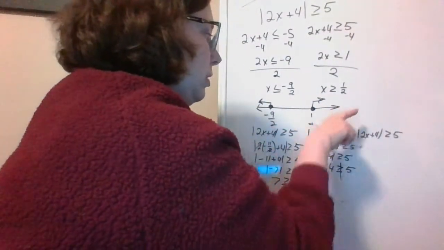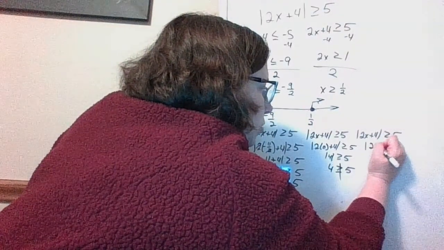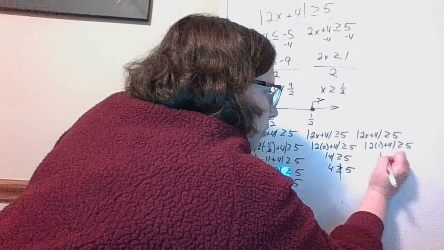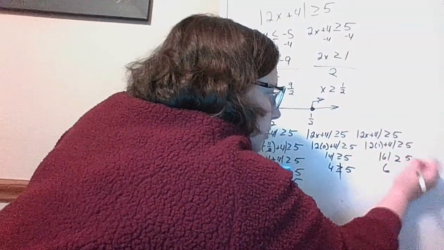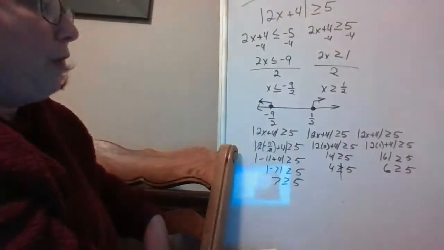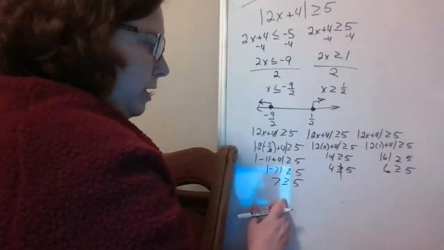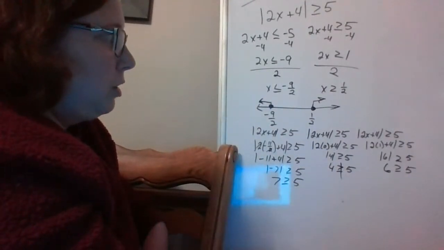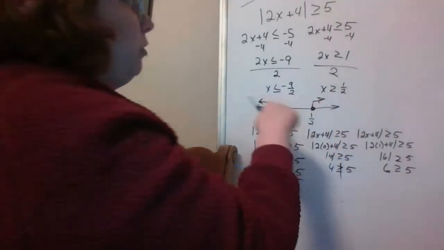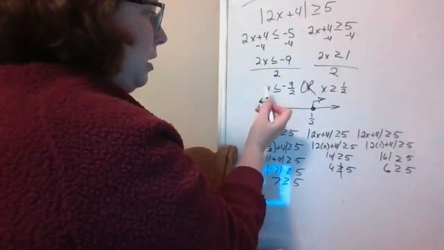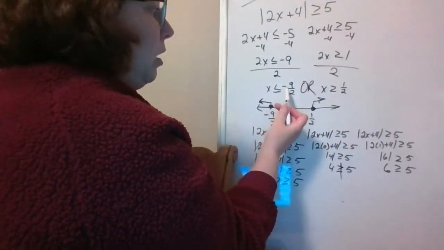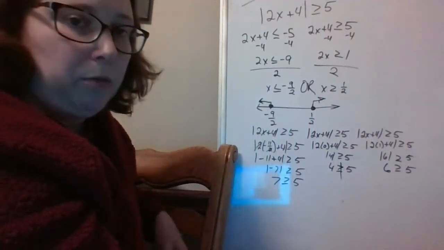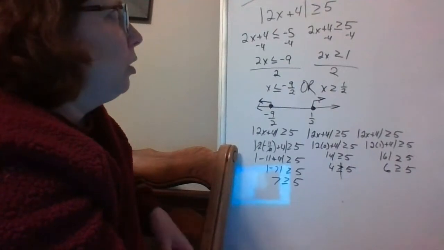And then I need something that's greater than 1/2, so I'm going to use 1 here. That would be 6. And 6 is in fact greater than or equal to 5. So again, 2 correct checks, 1 incorrect check. And that appears to be a great solution here. We have an OR, so it is x is less than or equal to negative 9 halves, or x is greater than or equal to 1/2. That would be our complete solution set for Got It 4.